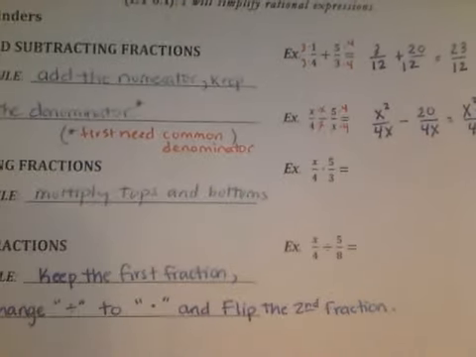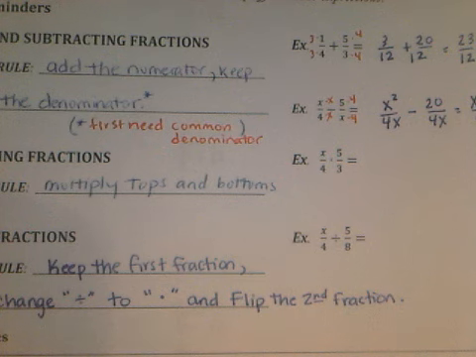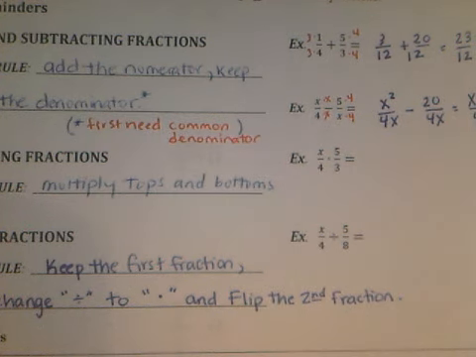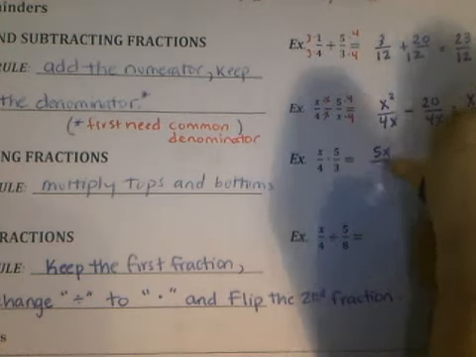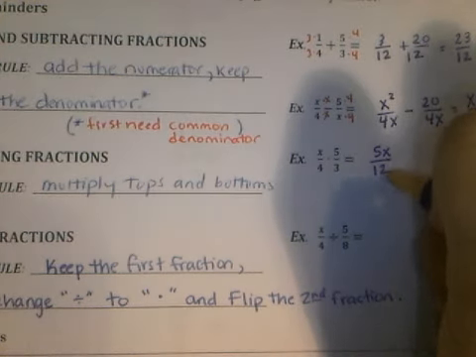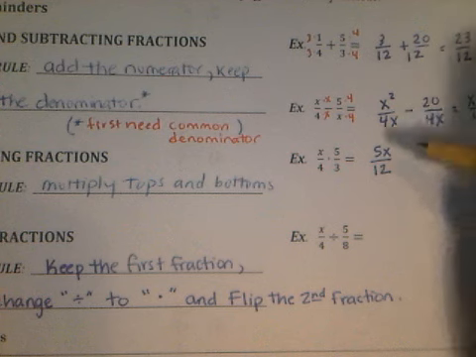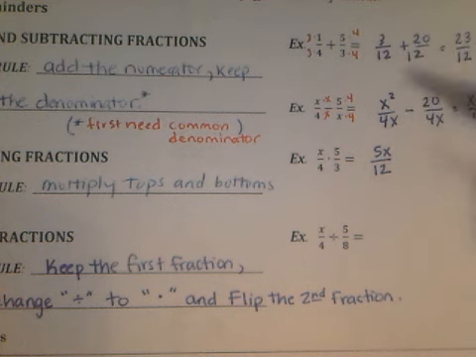Multiplying fractions is the easiest fraction skill. All you need to do is multiply the two tops and the two bottoms. So in this case, x times 5 would be 5x, and 4 times 3 would be 12. And again, you just want to confirm that there's nothing you can simplify.